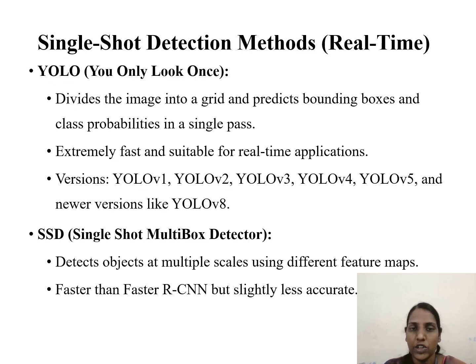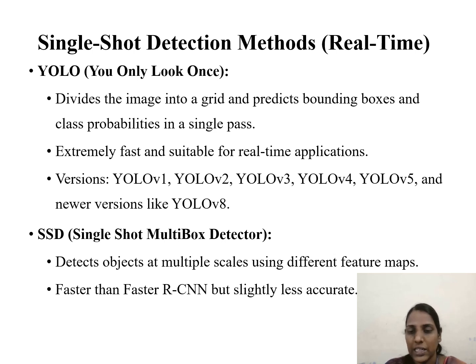The next one is the single shot detection method. This also comes under deep learning. In single shot, we are going to see two: one is YOLO and another is SSD. YOLO is nothing but You Only Look Once. SSD means single shot multi-box detector. What is the main concept in that? It divides the image into a grid and predicts bounding boxes and class probabilities in a single pass. It is extremely fast and very suitable for real-time applications.